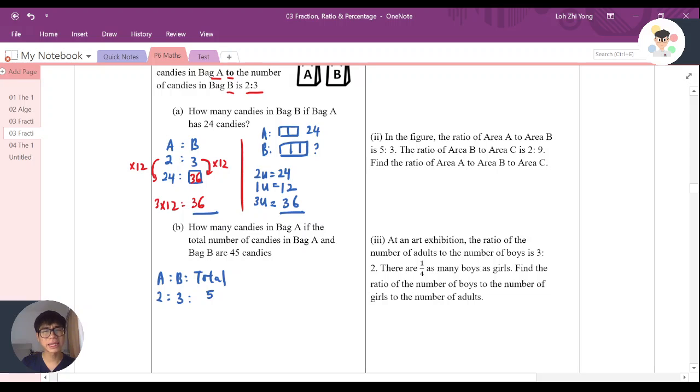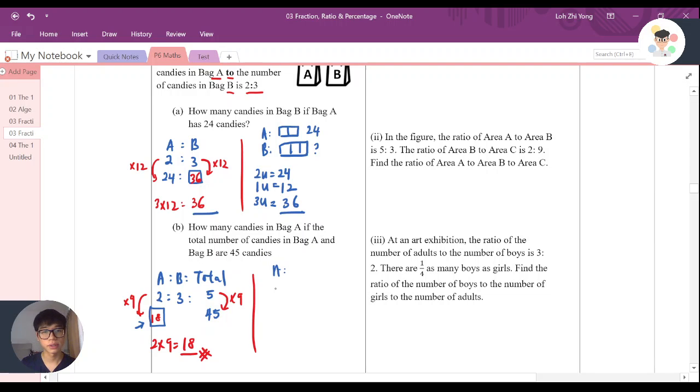Now they're asking how many candies in bag A if the total number of candies in bags A and B is 45. So what is A if the total is 1? The same thing here, we need to do 5 times what becomes 45? We know that 5 times 9. So 2 we will times 9, which is 2 times 9 equal to 18. That's why here is 18. This is the answer.